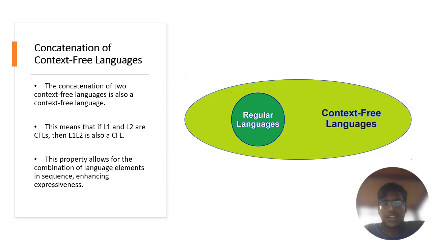Concatenation of context-free languages. The concatenation of two context-free languages is also a context-free language. This means that if L1 and L2 are CFLs, then L1L2 is also a CFL. This property allows for the combination of language elements in sequence, enhancing the expressiveness.